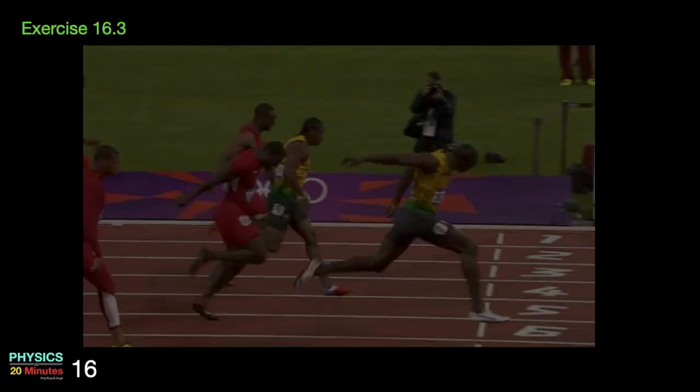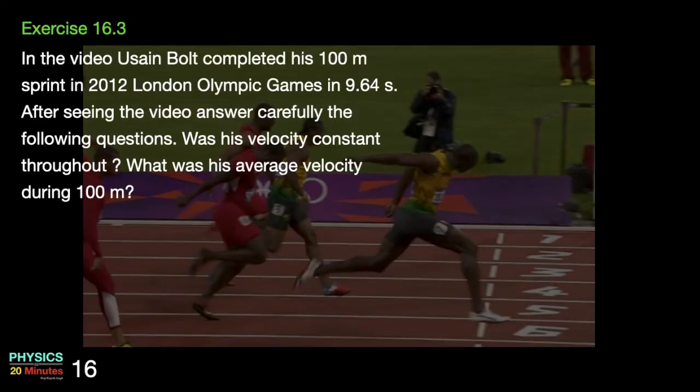Now let's read the problem. In the video, Usain Bolt completed his 100-meter sprint in 2012 London Olympic Games in 9.64 seconds. After seeing the video, answer carefully the following questions. Was his velocity constant throughout? What was his average velocity during 100-meter run? Try to solve it on your own, then come back and check the solution.